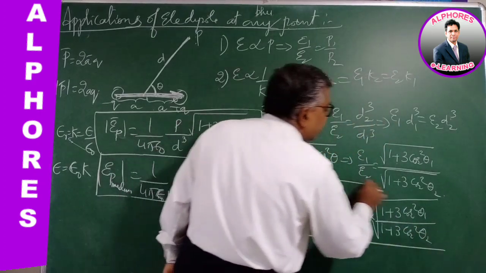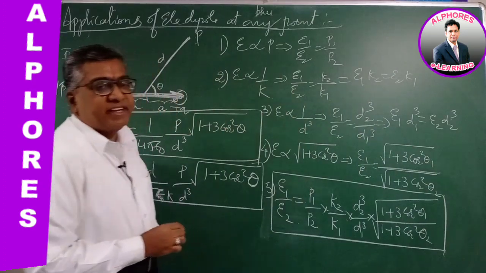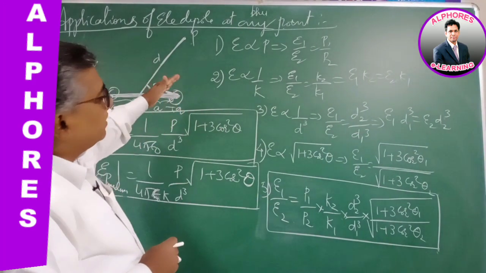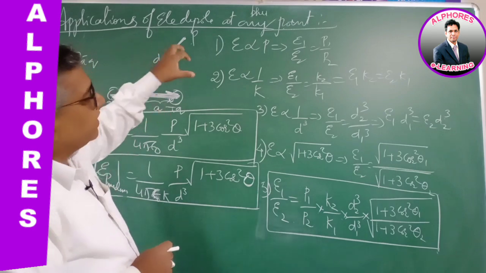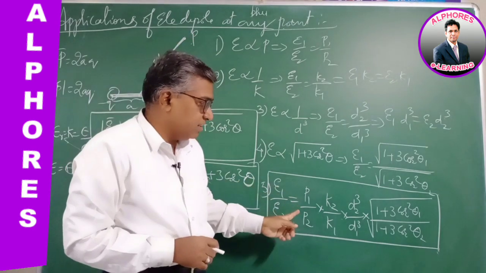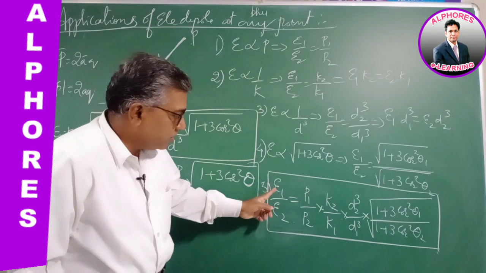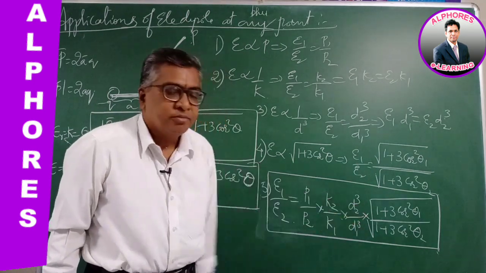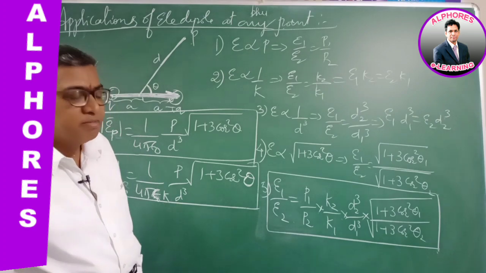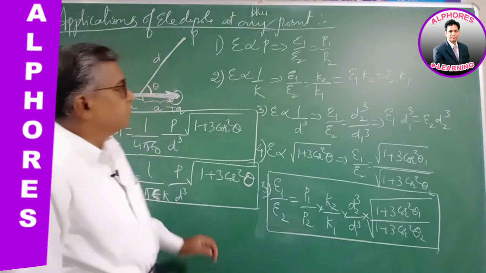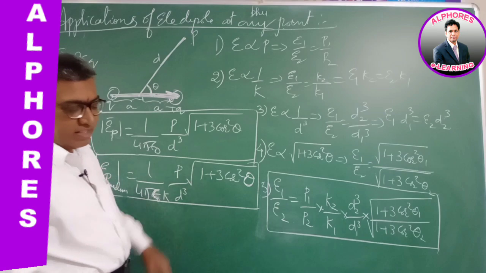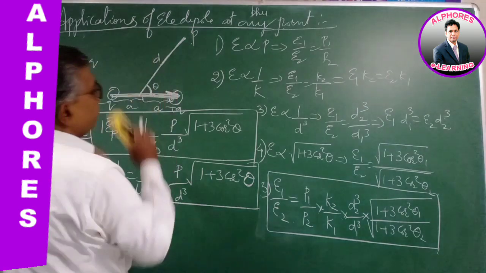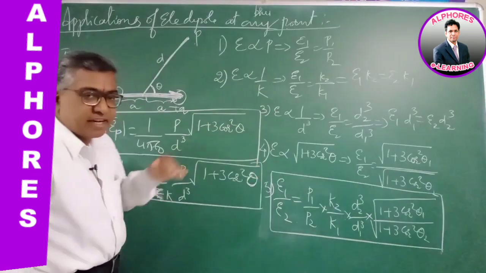This is the ratio, the comparison of the electric field intensity at two different points for a dipole, at any arbitrary point in the field of the electric dipole. So E1 by E2 equals P1 by P2, K2 by K1, d2 cube by d1 cube, root of 1 plus 3 cos square theta 1 by 1 plus 3 cos square theta 2. So these are the mathematical applications of the electric dipole at any arbitrary point with respect to its magnitude.